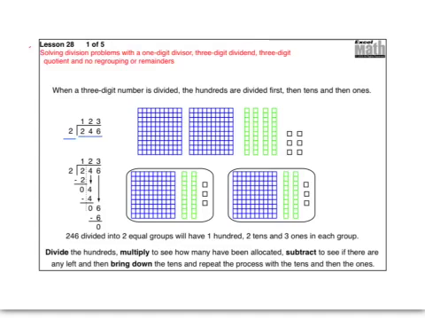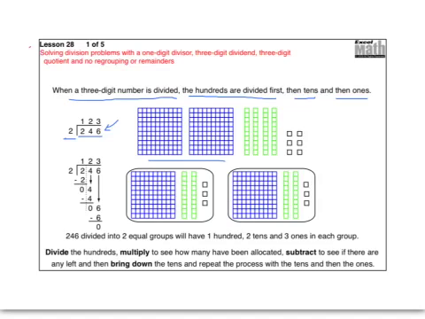All right, here we go with the lesson. It says when a 3-digit number is divided, the hundreds are divided first, then the tens, and then the ones. And you can pretty much do it any way you want, but that is the algorithm that makes it easier. An algorithm is just steps that you go through to solve a math problem. So here we have the problem of 246 divided by 2, or divided in half.